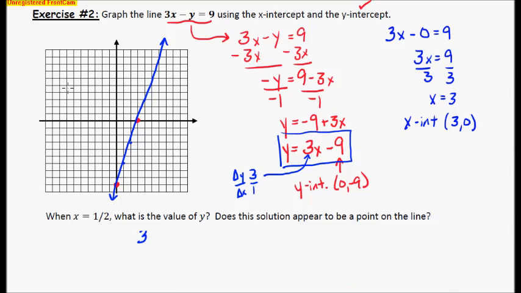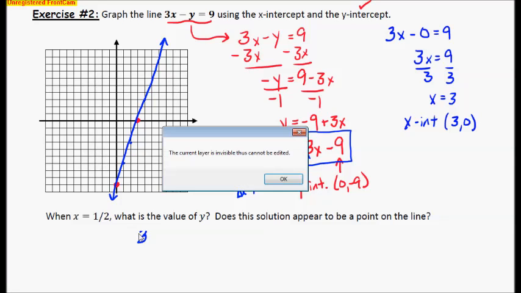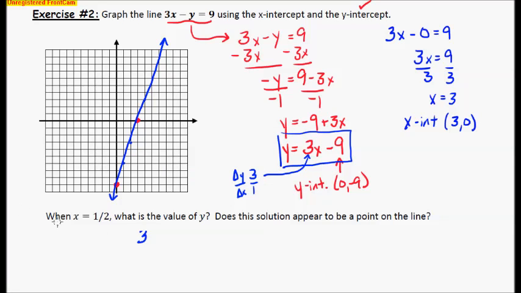they asked me when x equals 1/2. When x equals 1/2, I can't get rid of that. We'll just cross it out there, okay? When x equals 1/2, what is the value of y? Well, we're going to do the same thing. We're going to take the equation, and we're just going to plug in a half right into the equation, right? And so 3 times a half is 3 over 2, right? And we're going to subtract 3 halves from both sides.